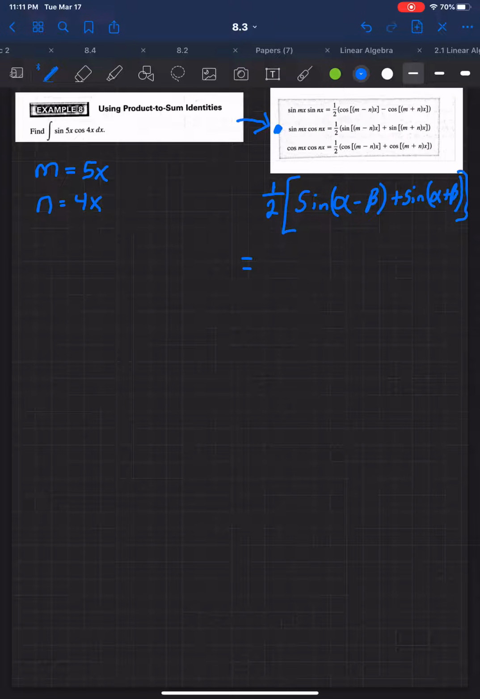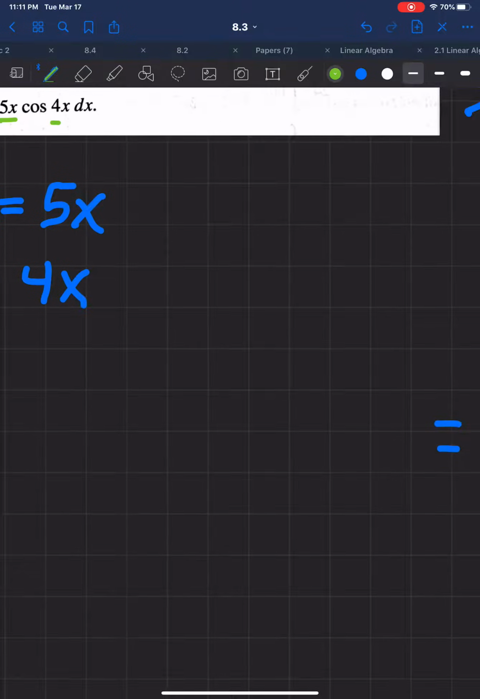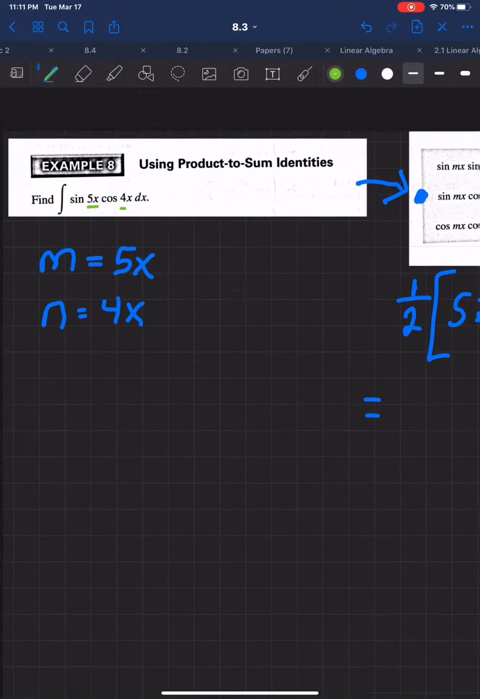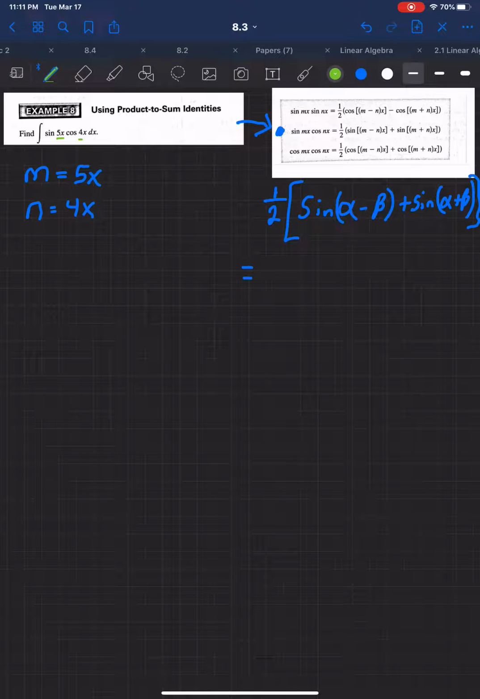The last problem of this section is what happens, right? What happens if you end up with different angles, right? I have an angle of 5x inside of sine, whereas I have an angle of 4x inside of cosine. Well, if again we're kind of going back to trig class, there were some identities where we can turn products to sums and sums to products.